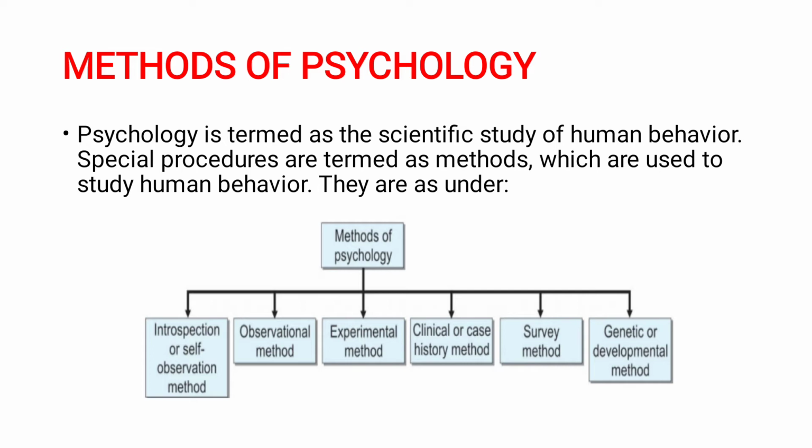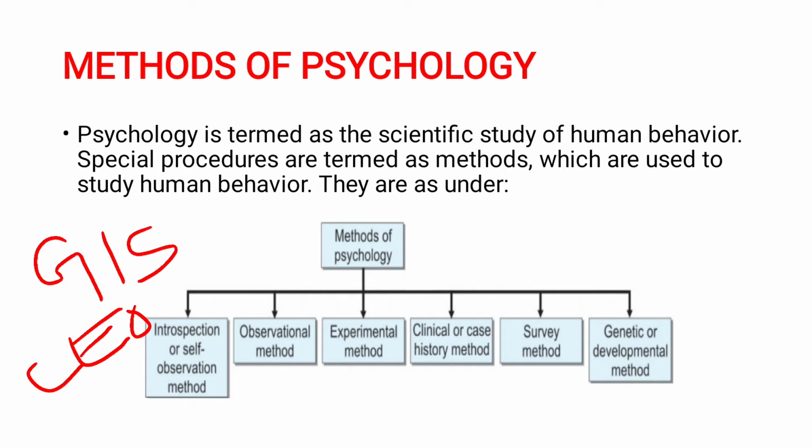Let us see what the various methods of psychology are. The various methods of psychology are: introspection or self-observation method, observational method, experimental method, clinical or case history method, survey method, and genetic or developmental method. So there are 6 methods in psychology.